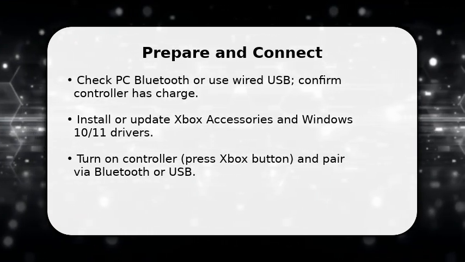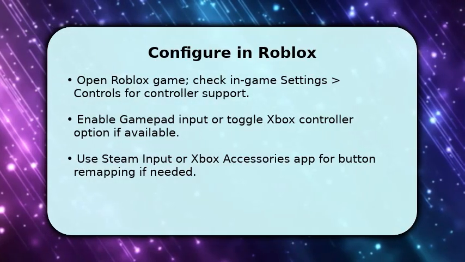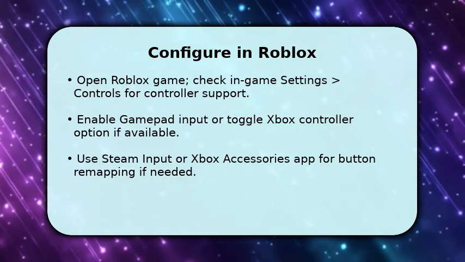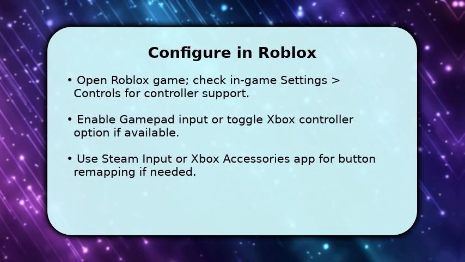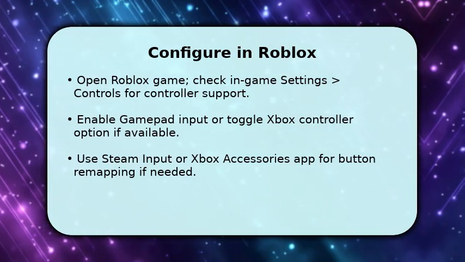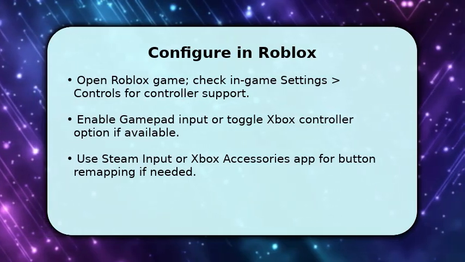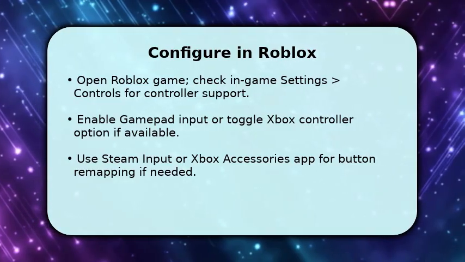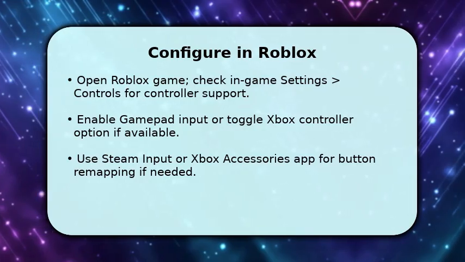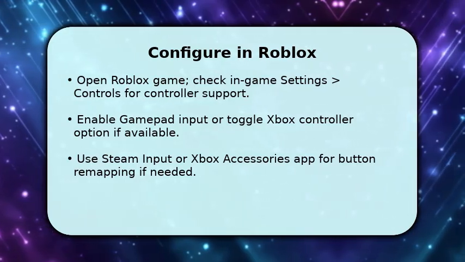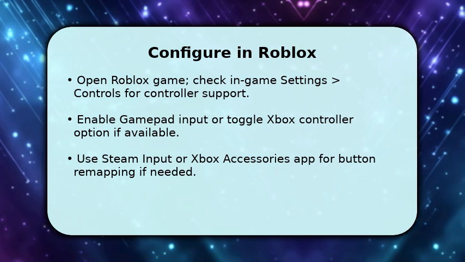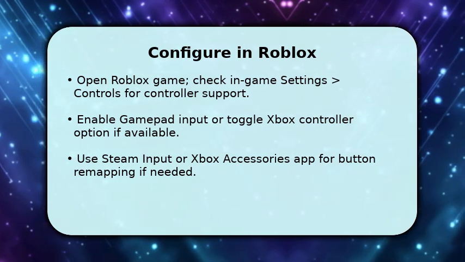Once connected, launch Roblox and enter a game that supports gamepads. You should navigate to Settings Controls and verify gamepad input is enabled. If the game uses keyboard-only controls, enable Roblox's gamepad option or use the developer's control scheme. If buttons feel awkward, open the Xbox Accessories app or Steam input to remap triggers and sticks. This matters because different games map actions differently. After remapping, restart the game so Roblox picks up the new layout and test basic movement and camera control.